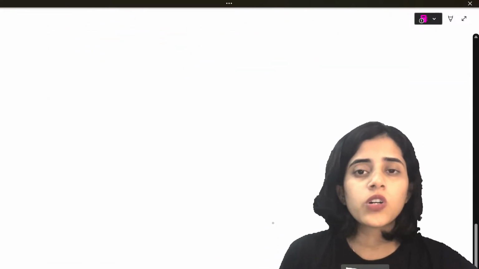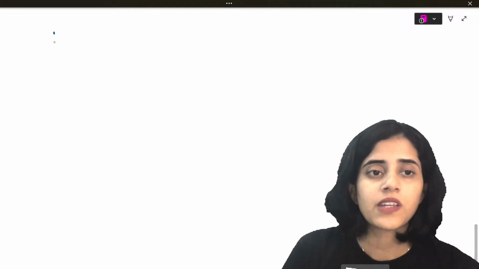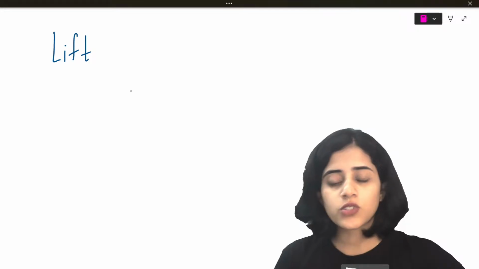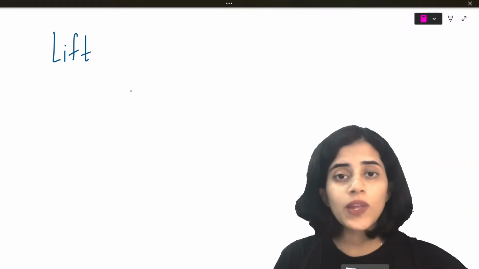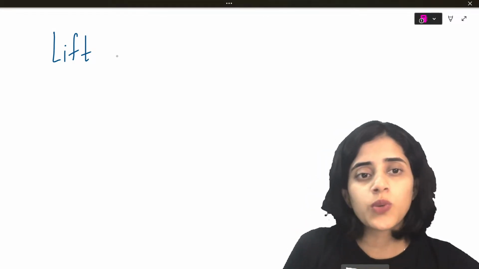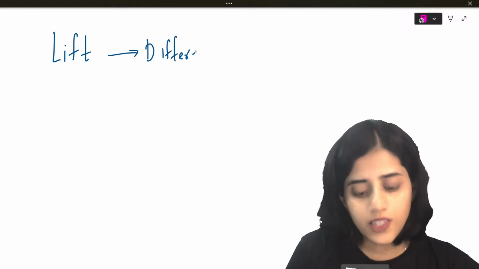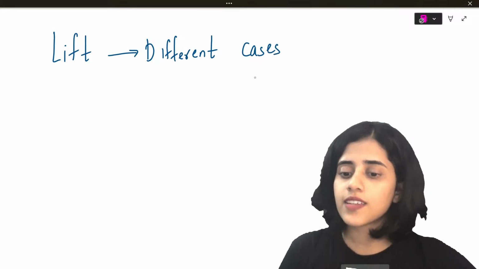Okay? Now we will discuss some cases regarding the lift. Those are very important things in this chapter. So we will look at the lift. Now we know this weight acts downwards, normal reaction acts upwards. Now we'll see how this can be used in a lift. So we will look at different cases for a lift.